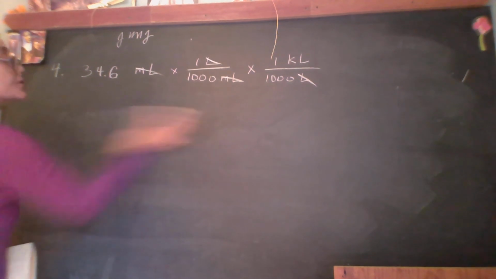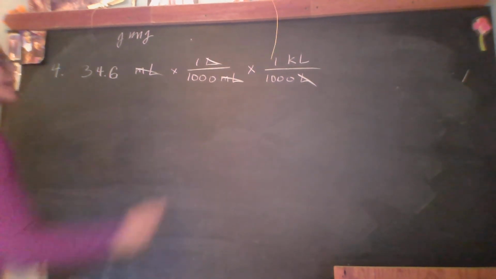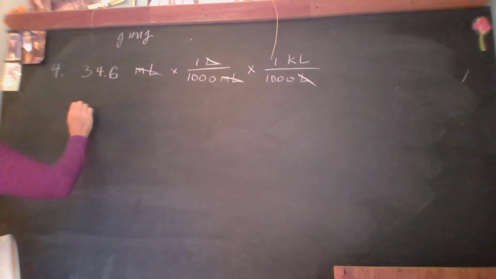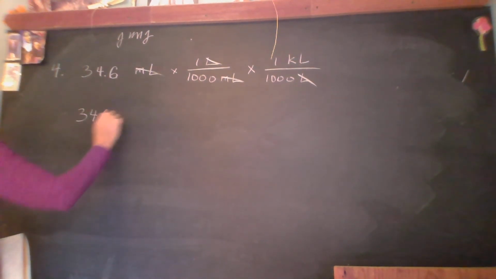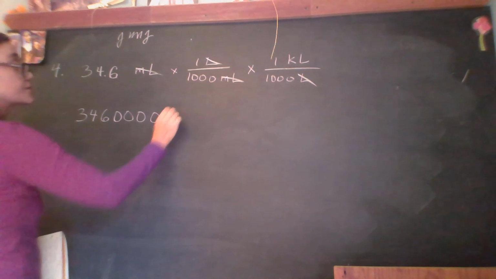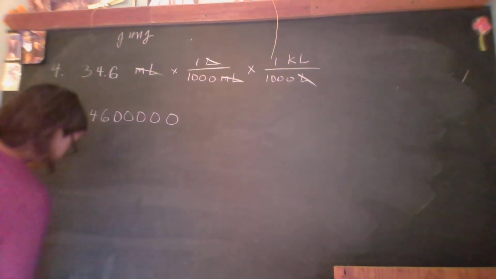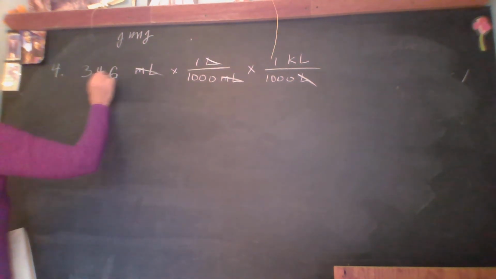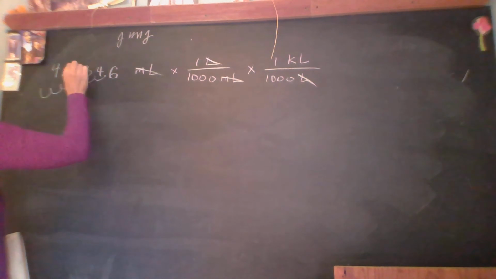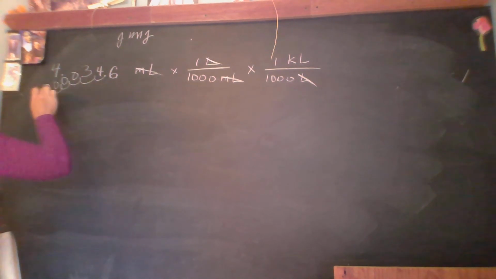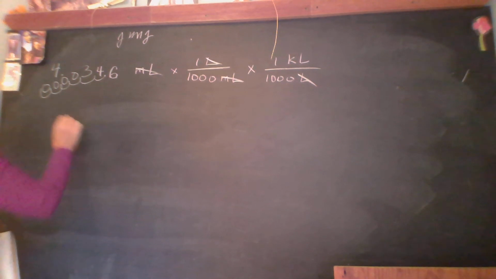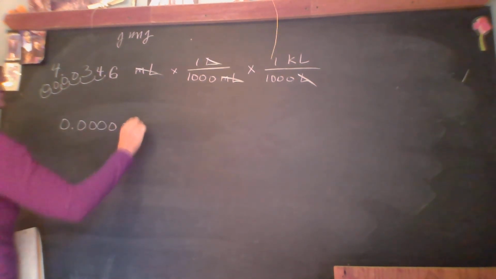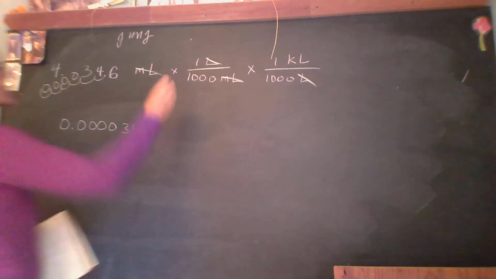And how many zeros do we have in this number? Let's see. 1, 2, 3, 4, 5, 6. So it's 0.0000346 kiloliters. Ah, what am I doing? You're doing it multiplied. I went completely backwards. Okay. So 1, 2, 3, 4, 5, 6. 1, 2, 3, 4. So 0.0000346, with 4 zeros, and then 3, 4, 6. And that's kiloliters.